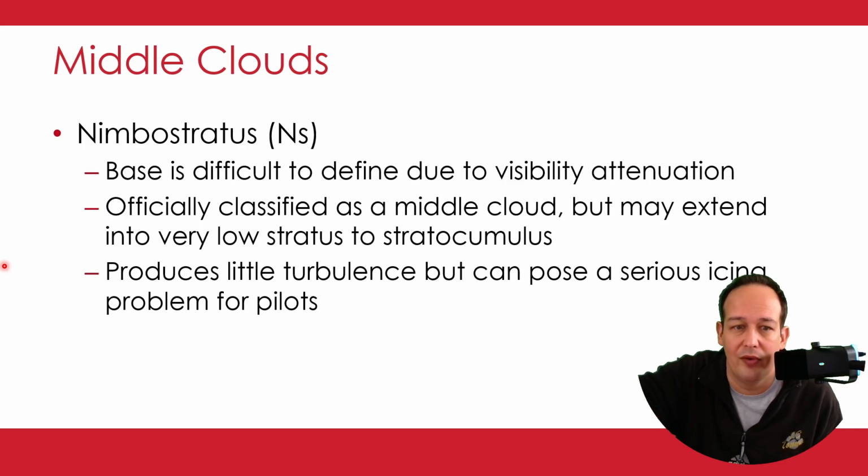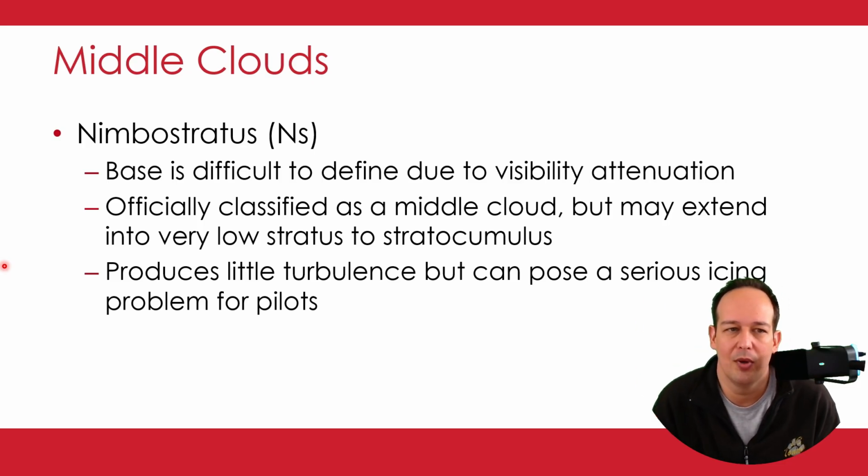You just lose visibility as you look up into the nimbostratus cloud. And so the nimbostratus cloud is officially classified as a middle cloud, but it may extend into a very low stratus or stratocumulus level. And so these clouds produce little turbulence, but they can pose a serious icing problem for pilots if the temperature is below freezing.